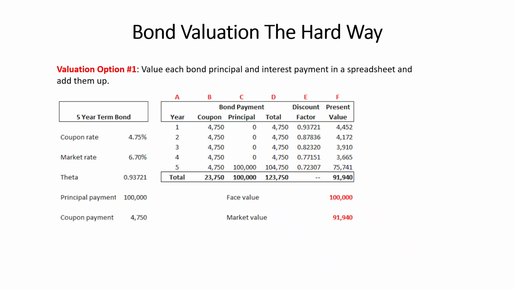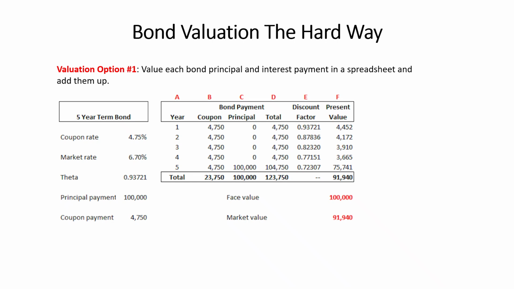And then theta, we determined that this was the discount factor. This is the cents on the dollar that we would pay at any given point in time. So if I'm going to receive $1 at the end of year 1, if we go back to the previous slide, then I'm willing to pay 93.721 cents today for that dollar, and so on and so forth.